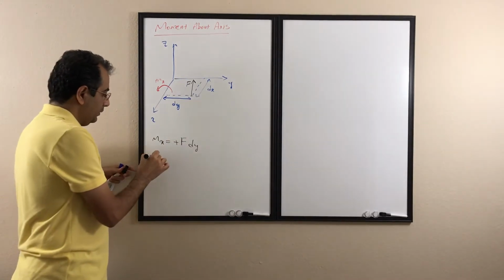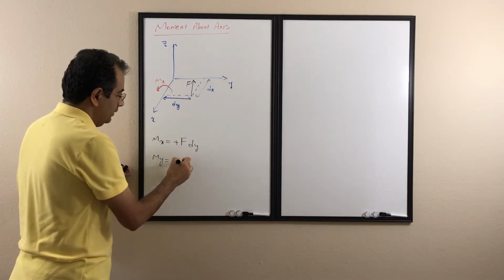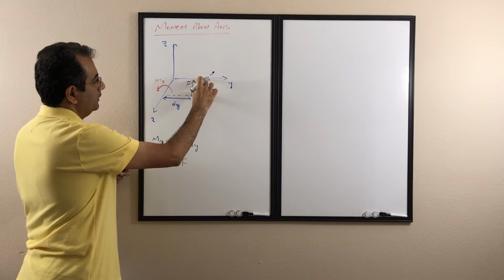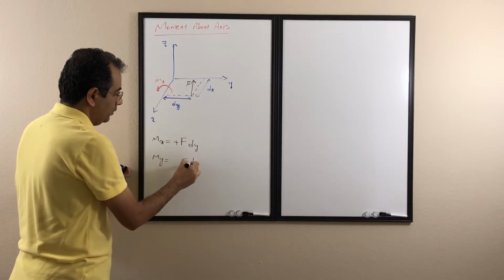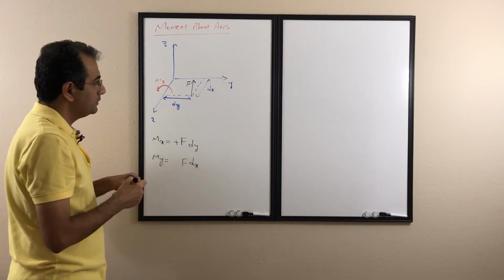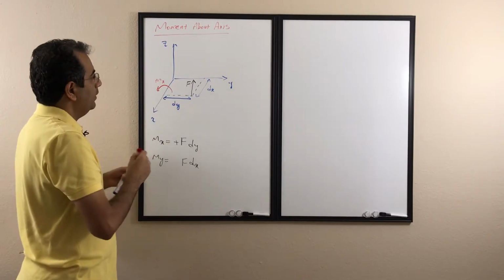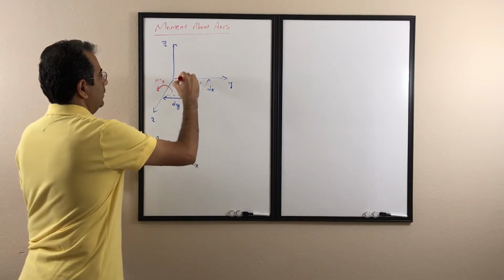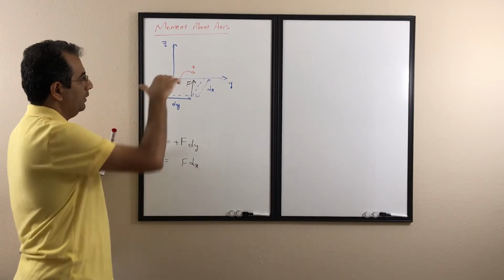What about the y? About the y, again, we have the magnitude, and since we have the normal distance between the force and the axis, we use that normal distance, so it's dx. What about the direction of the rotation? If you look at the F about the y-axis, it's going to rotate like this. So it's going to rotate about the y-axis like that.